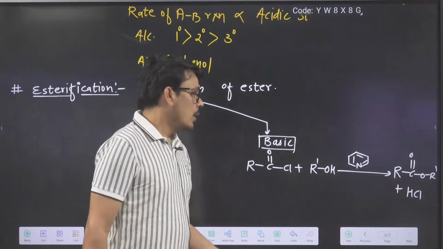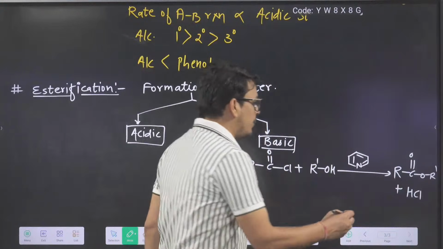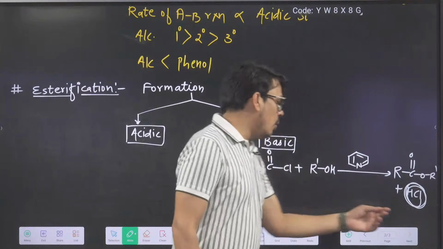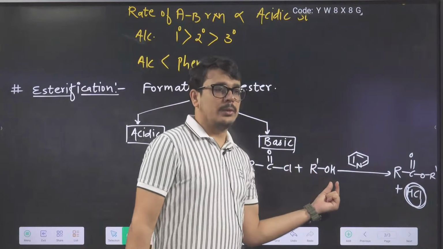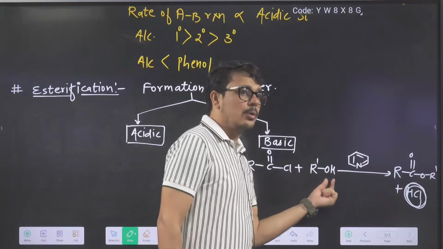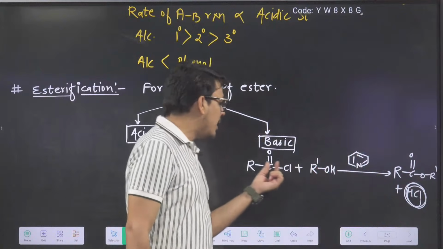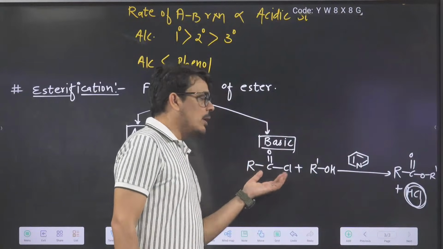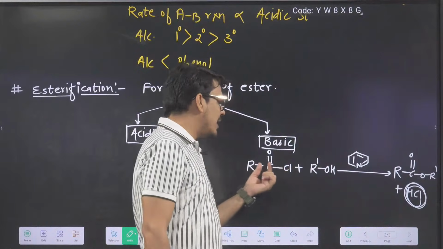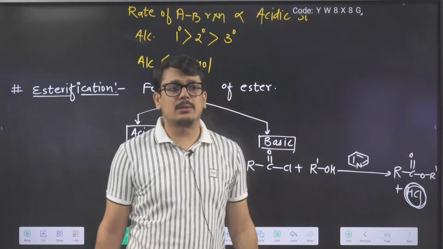HCl. Now, why does this reaction require basic medium? Here the side product is HCl. And HCl, you all know, can react with alcohol. And if HCl starts reacting with alcohol, then some of the amount of this alcohol combines with HCl, therefore this alcohol can combine with acid chloride in a lesser amount. And if it reacts in a lesser amount with this acid chloride, then the yield of this ester will be more or less?